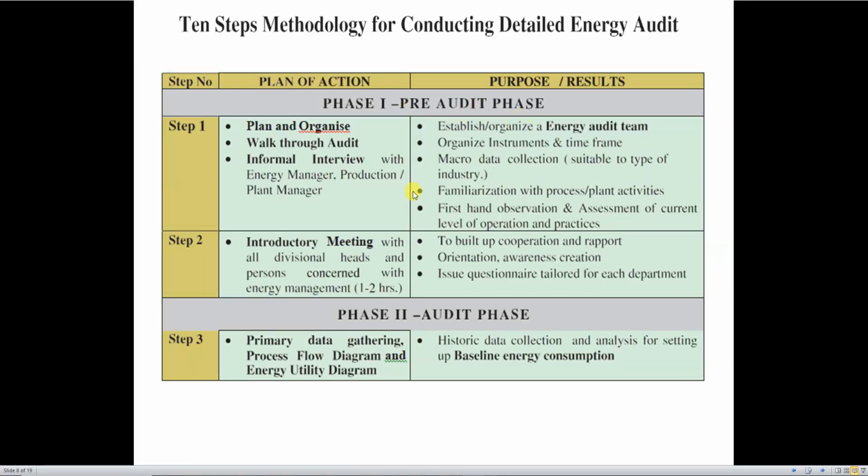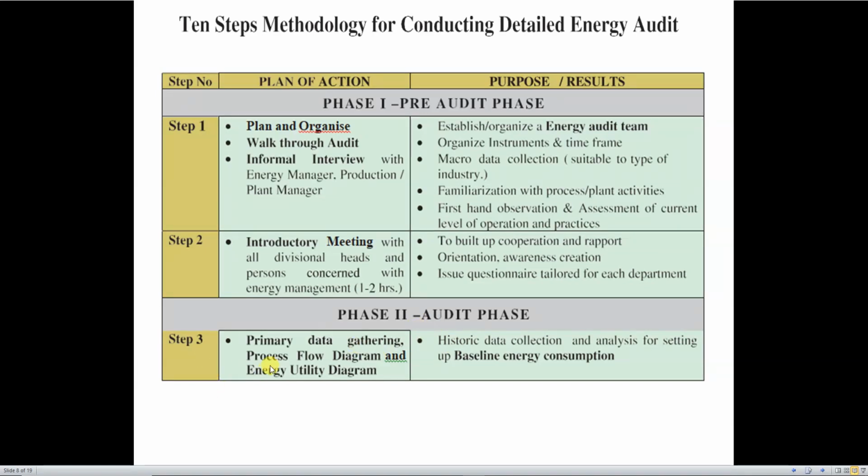Now the second is the audit phase, which is the main phase right now. As in the first phase we have gathered the information, we have collected the macro data, which is important for post-processing and pre-processing also. We have done the interviews, we have made the meetings with the higher authorities, etc. Now we are going to the main phase, that is the audit phase.